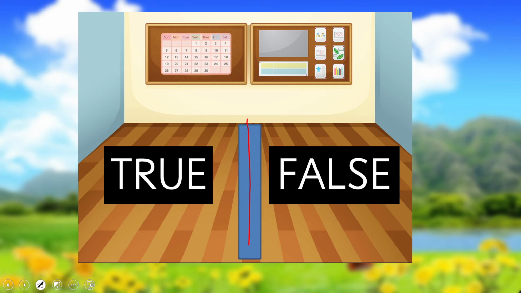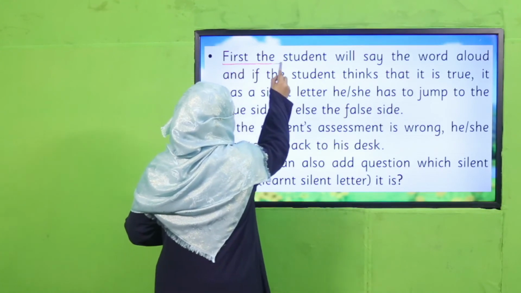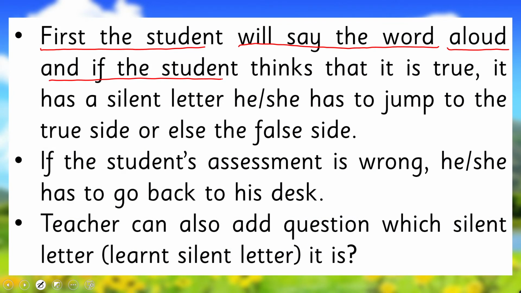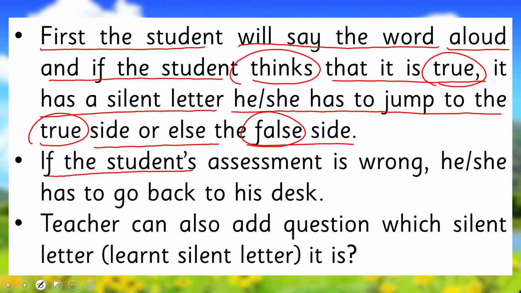Now, when the teacher says the word, what is the student supposed to do? First, the student will say the word aloud. If the student thinks that it is true, it has a silent letter, he or she has to jump to the true side, or else to the false side. If the student's assessment is wrong, he or she has to go back to his or her desk. So the child will be out of the game.